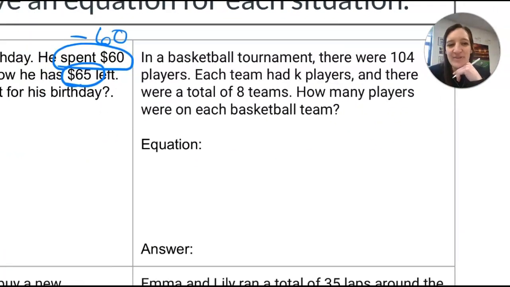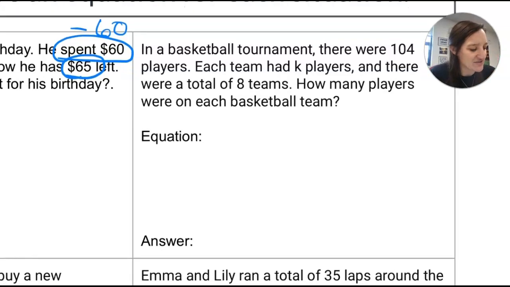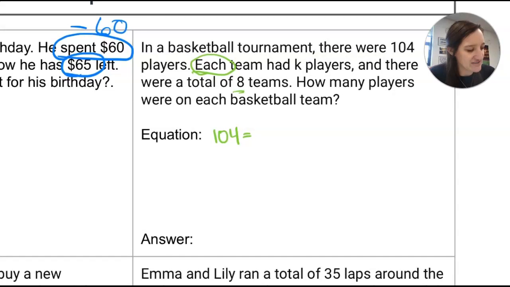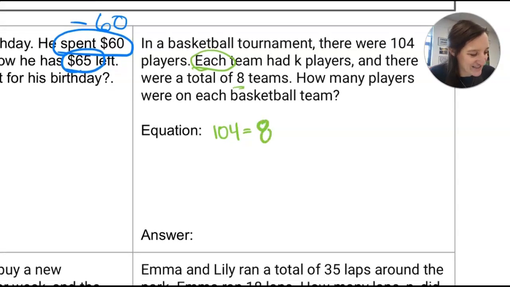In a basketball tournament, there were 104 players. Each team had K players, and there were a total of 8 teams. How many players were on each basketball team? So the way I'm looking at this one is there's 104 total players, and there were 8 teams. So each team had K players. That's kind of how I would look at it.